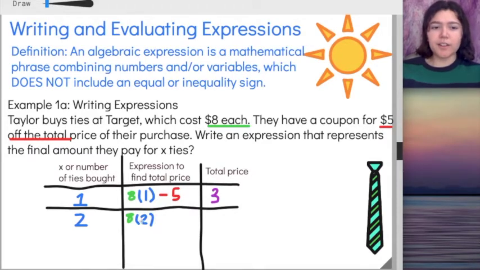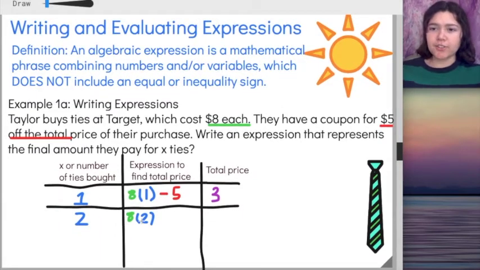Great. So I have $16 that Taylor's originally going to pay for the ties. Then I need to subtract away $5 because that's how much the coupon's taking. 8 times 2 minus 5. So I'm doing 16 minus 5. What is 16 minus 5? Great, 16 minus 5 is 11. Awesome. So if Taylor buys 2 ties, they're going to end up paying $11.